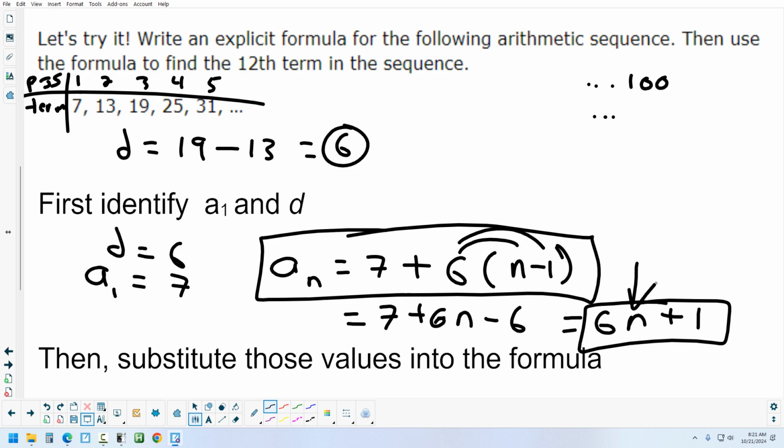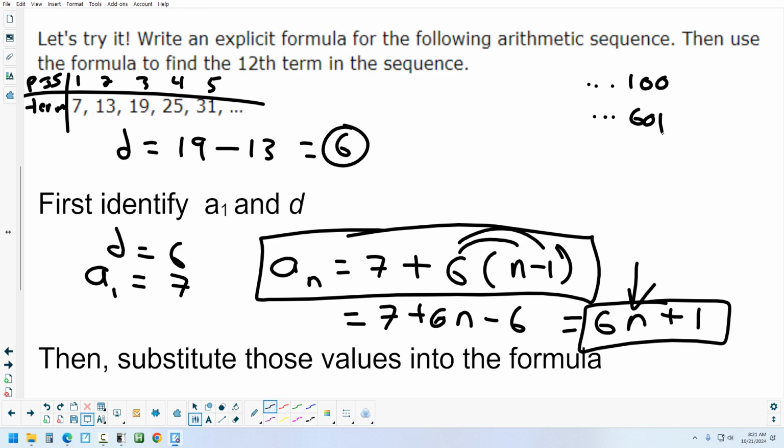What's 6 times 100? 600, and then plus 1? 601. So if you did this pattern all the way out to the 100th term, you would get a 601 in the 100th spot. So the formula gives us a quick way to find that number. That's what it is.